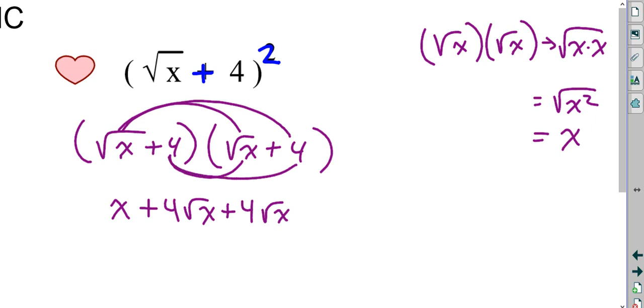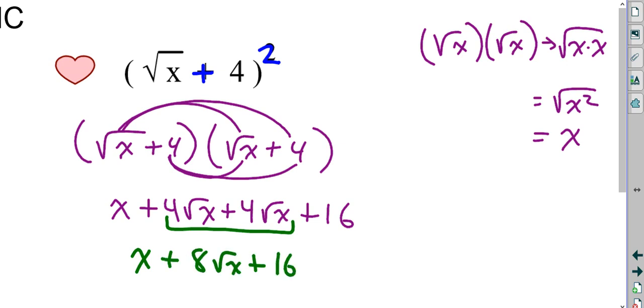And then 4 times 4 is 16. We're almost done. We're going to go ahead and add these two together. And we end up with x, and then we have 4 root x plus 4 root x, so that's 8 root x plus 16, and we are done. This is our answer.